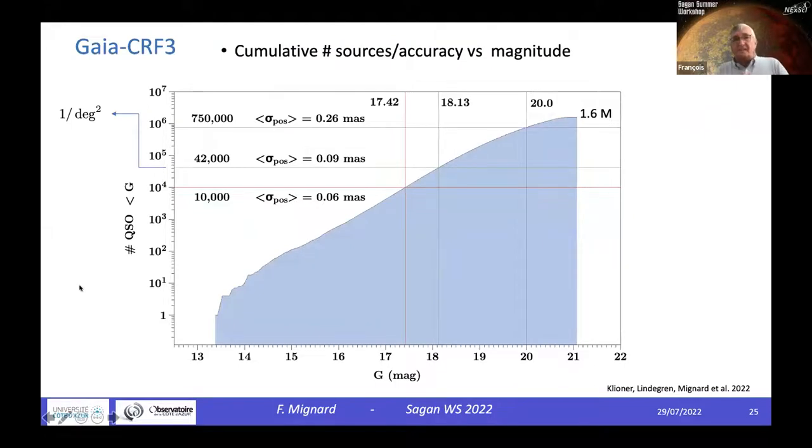Another way to see the same thing is a cumulative diagram. It ranges from 0 to 1.6 million as a function of the magnitude itself. For example, we have on average one source per square degree, giving a median catalog accuracy of 90 microarcseconds at that level, which is magnitude 18.1. And at 17.42, we have a round number, 10,000 sources, with a median accuracy of 60 microarcseconds for sources brighter than 17.42. There are quite a many ways of dealing with the reference frame there.